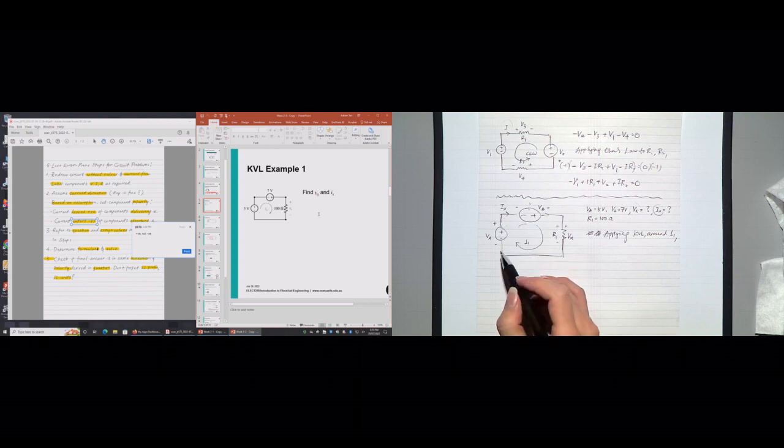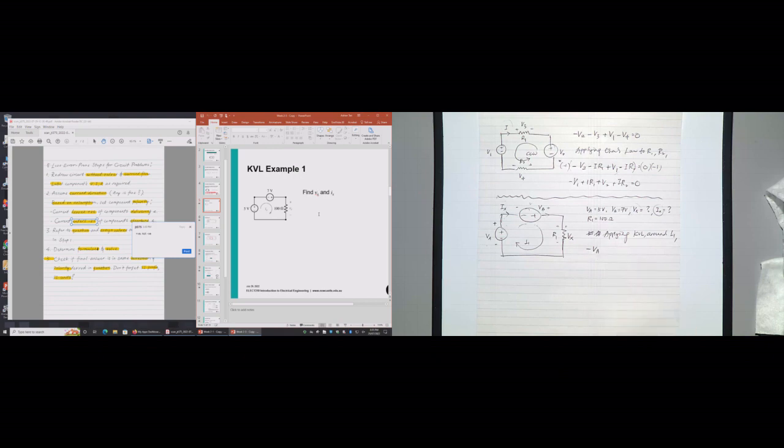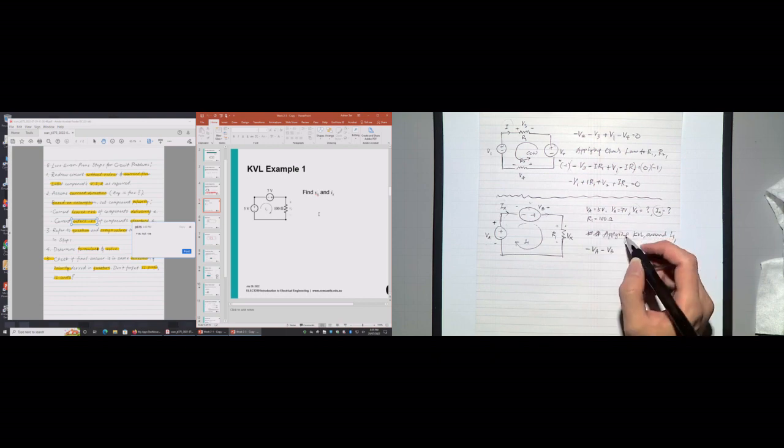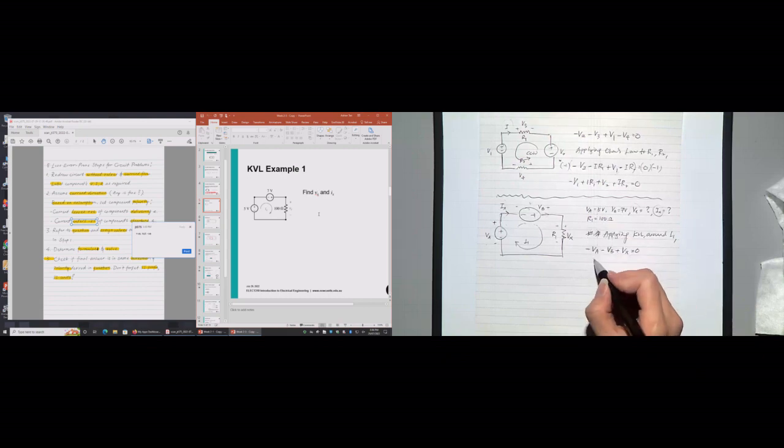I'll start from VA here. So it's negative VA, negative VB, and plus Vx, equals 0. So I can plug in my values. VA is 5, VB is 7, so Vx is essentially equal to 12 volts, right?